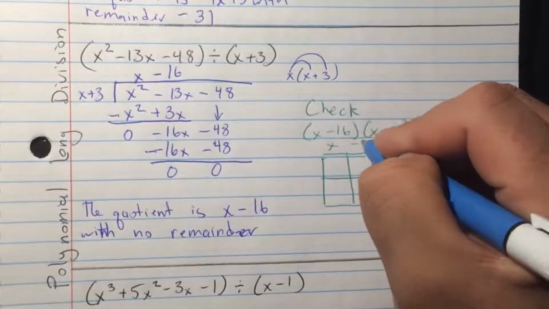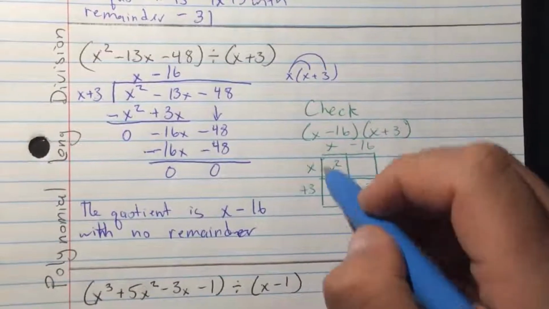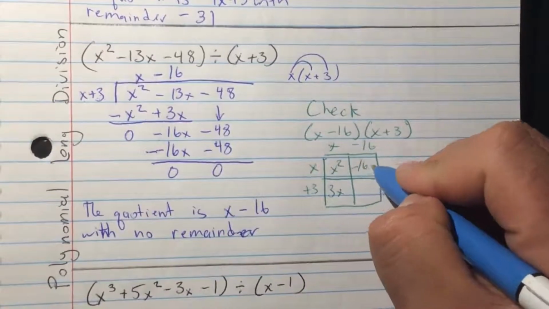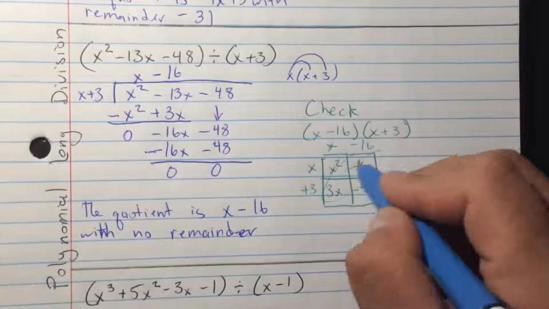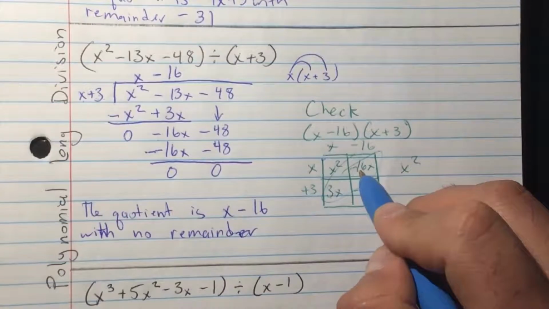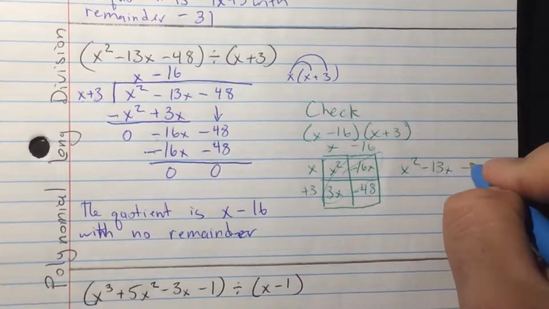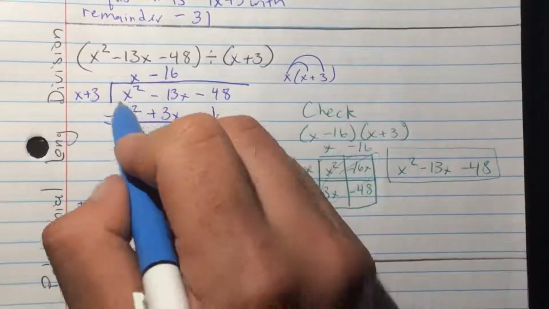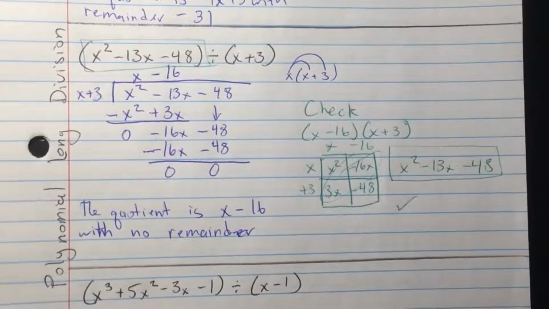So I have our x minus 16 and our x plus 3. So I have x squared, 3x, negative 16x, and negative 48. Remember, I'm going to combine these two here. So I have x squared, minus 16x plus 3x would give us a minus 13x, and then minus 48. Once again, I see that this here is the same as this here. So I know for sure, check, check, this is correct.